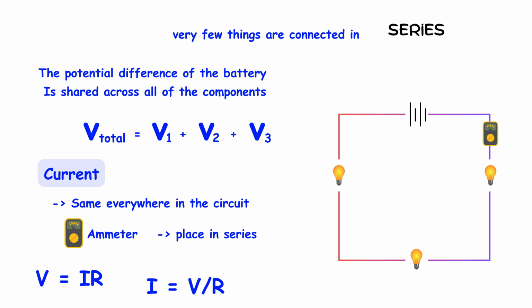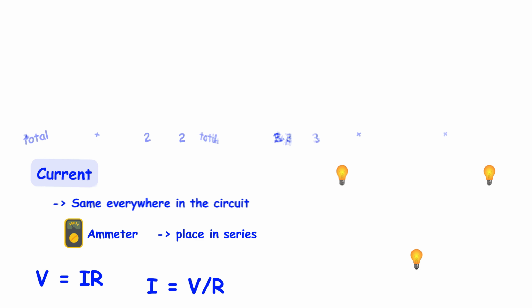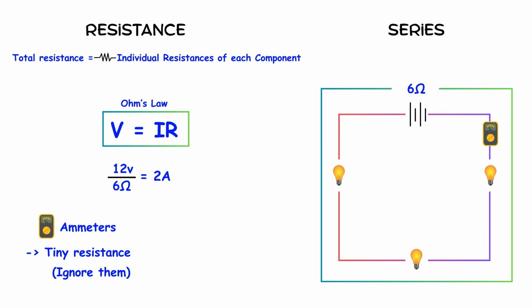Another important point is that the potential difference of the cell or battery is shared across all of the components. You might sometimes see this shown as an equation, which just means that the total voltage is equal to the voltages across all the individual components, the first component plus the second and so on. So, if our battery has a potential difference of 12 volts and the only components are two lamps, then the voltage across both must add up to 12.